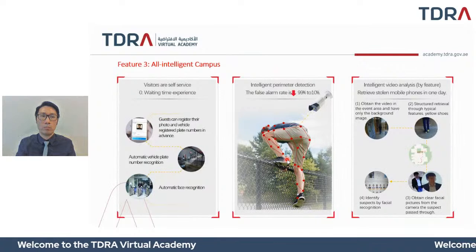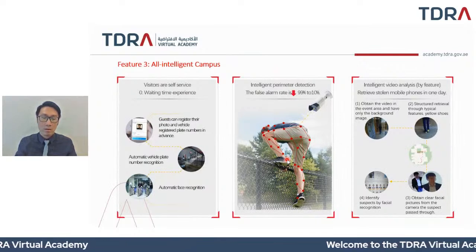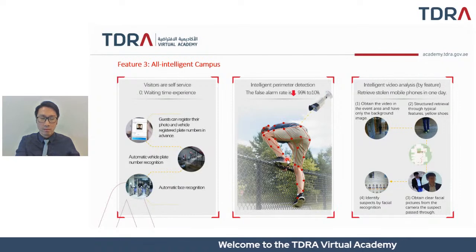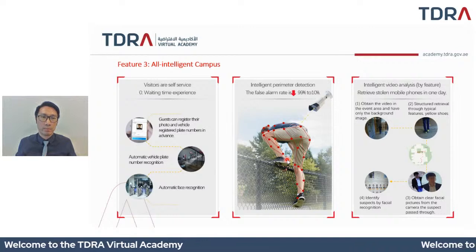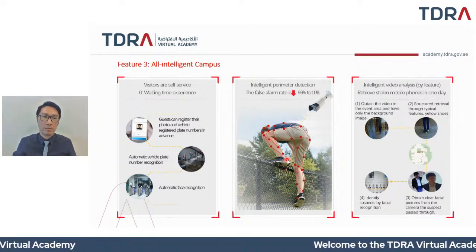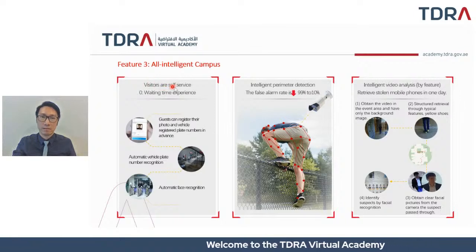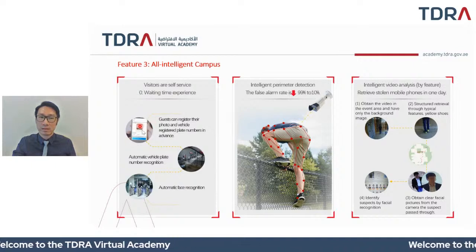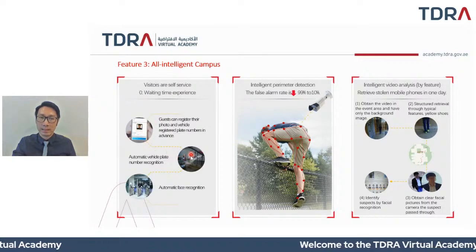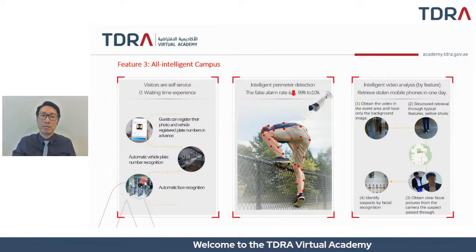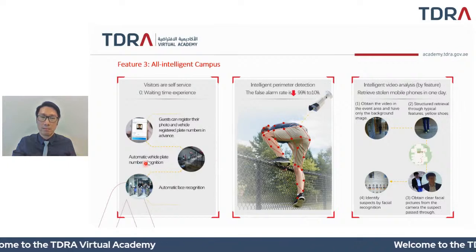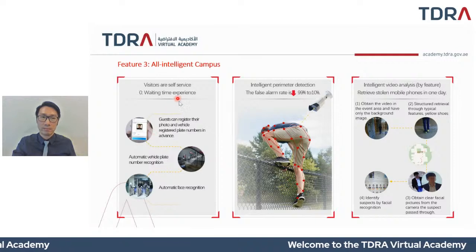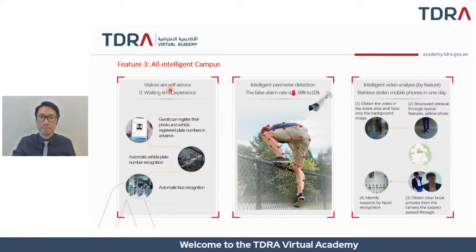And the third requirement would be an intelligent campus. After we have the connections and the database, now we can design what kind of application we want to improve. For example, I want to improve my visitor self-service. So I can provide a platform or apps for the guests to register themselves, their vehicle plate number, and the facial recognition system at the campus. So this could be one of the intelligence I want to provide.